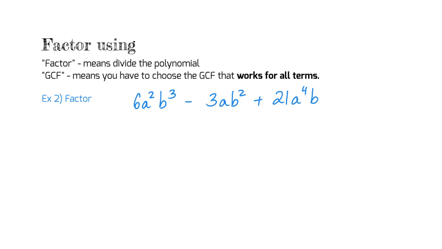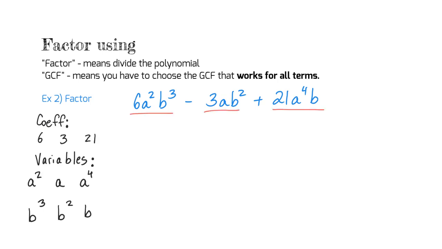Here is a trinomial. I want to factor using GCF, which means I'm looking for the greatest common factors of all my coefficients, of all of my variables. So I'm going to start by looking at my coefficients. I have a 6, a 3, and a 21. What do all three of these numbers have in common? What common factor do they have? And again, I'm looking for the largest possible number that will go into all of them. So I can see that a 3 is my greatest common factor.